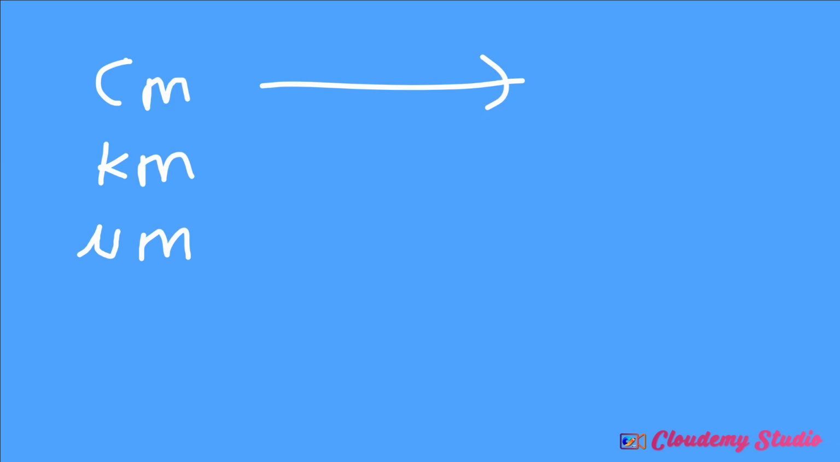Centimeter, if you want to convert it to meter, you divide by 100. Because this centi that is here means divided by 100. 1 divided by 100 is 0.01. So 0.01 meter. Which means 1 centimeter is the same thing as 0.01 meter.